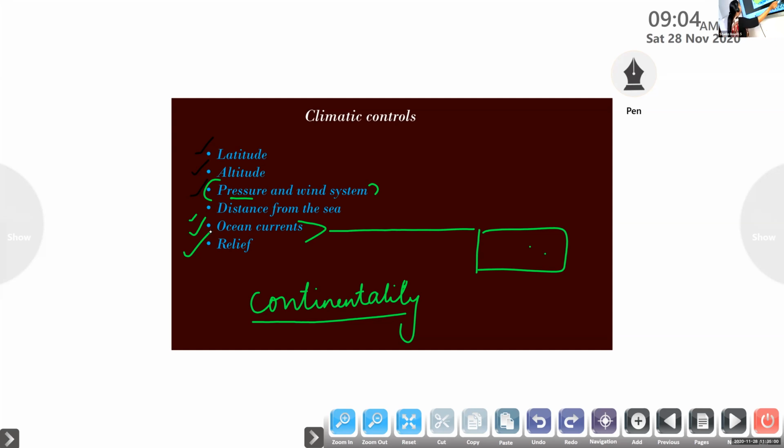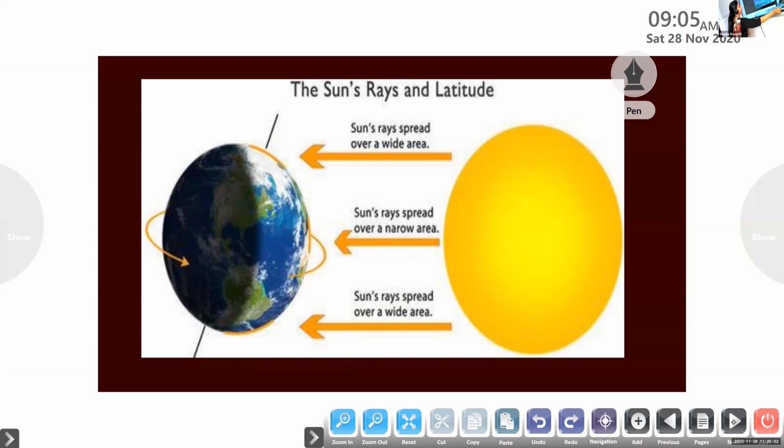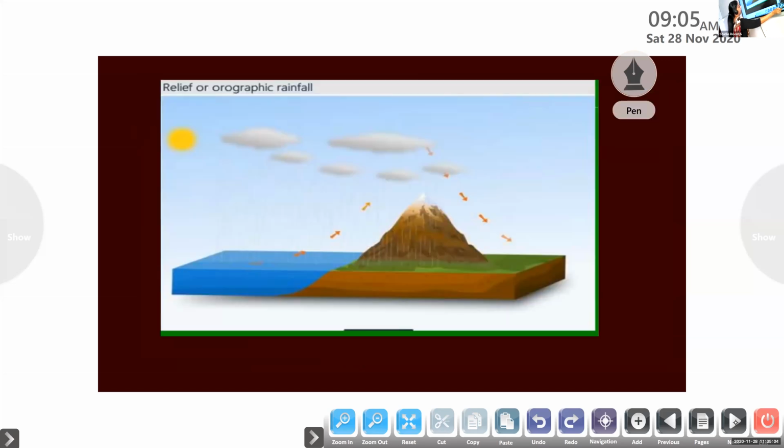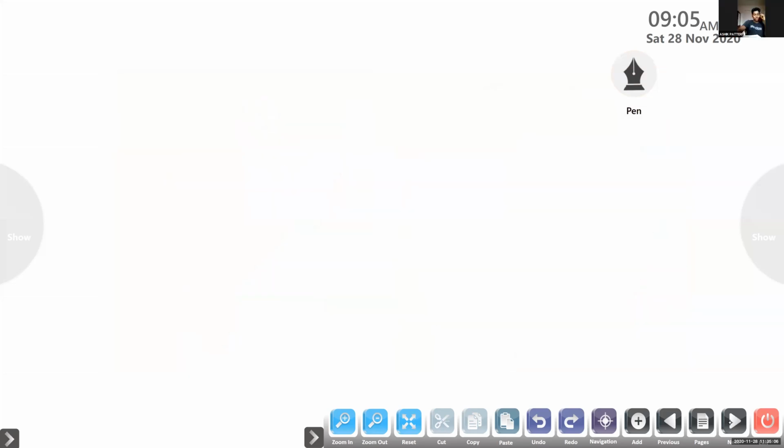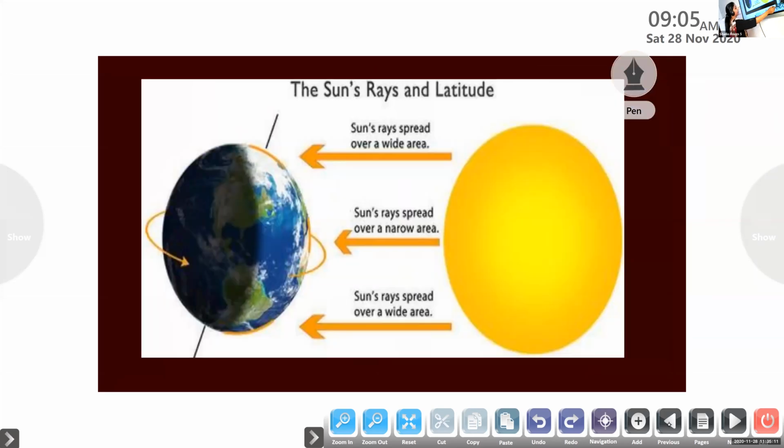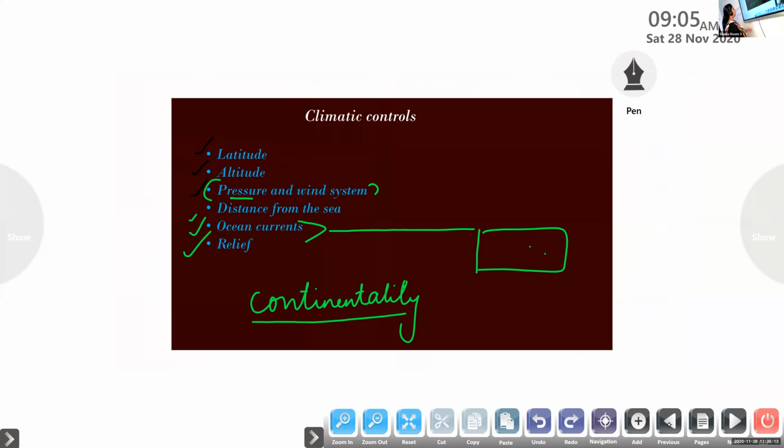And it leads to, mountains. Ma'am, it can block the rain coming. Yes, it can block the wind and clouds and cause rain. And what is the name of this rain? Orographic precipitation. Orographic precipitation.